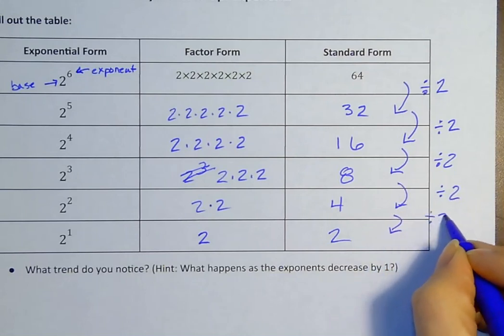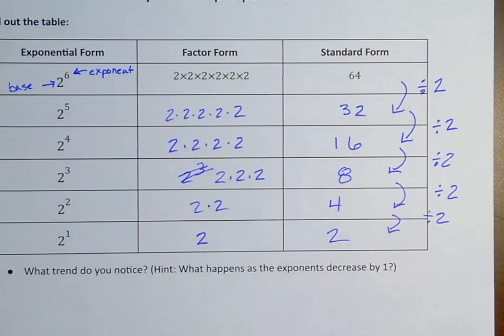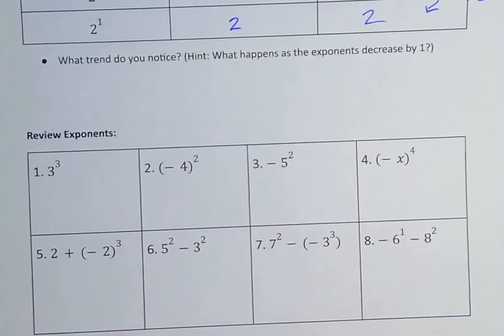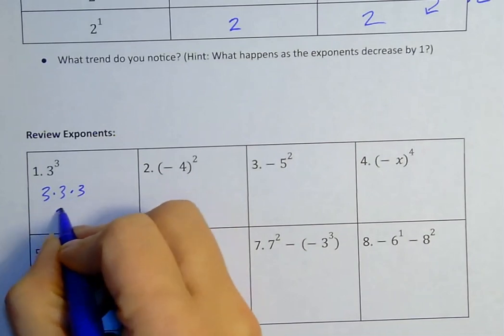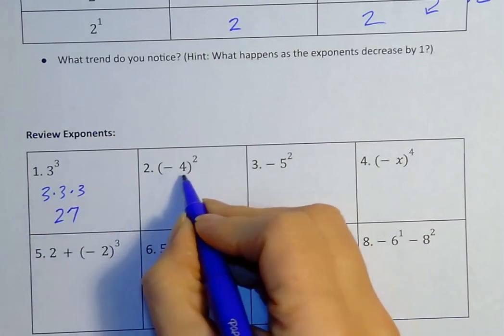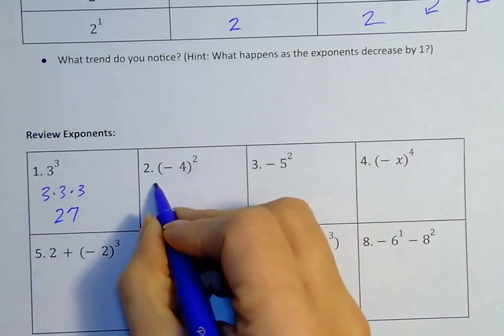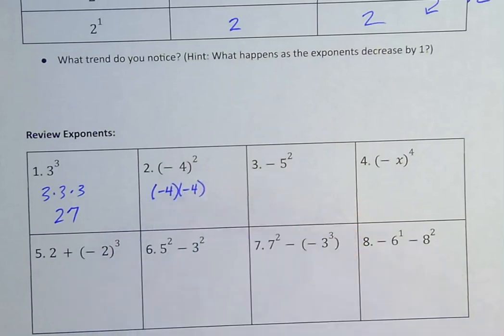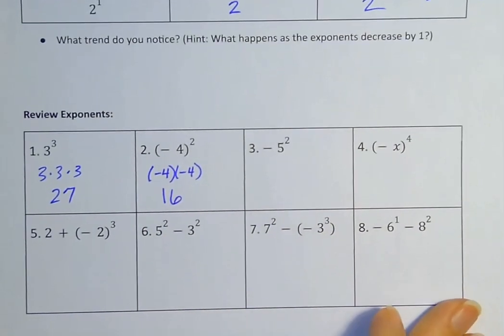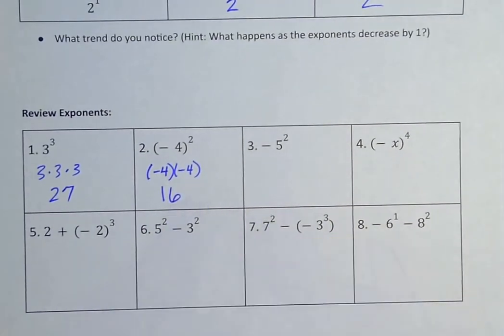So we divided by 2 here. 4 divided by 2 is 2. All right. Reviewing exponents. 3 to the 3rd, that's 3 times 3 times 3, which is 27. -4 in parentheses is what is being squared. That really means -4 times -4. Negative times a negative is positive. This is positive 16. So try these on your own and then take a look back.